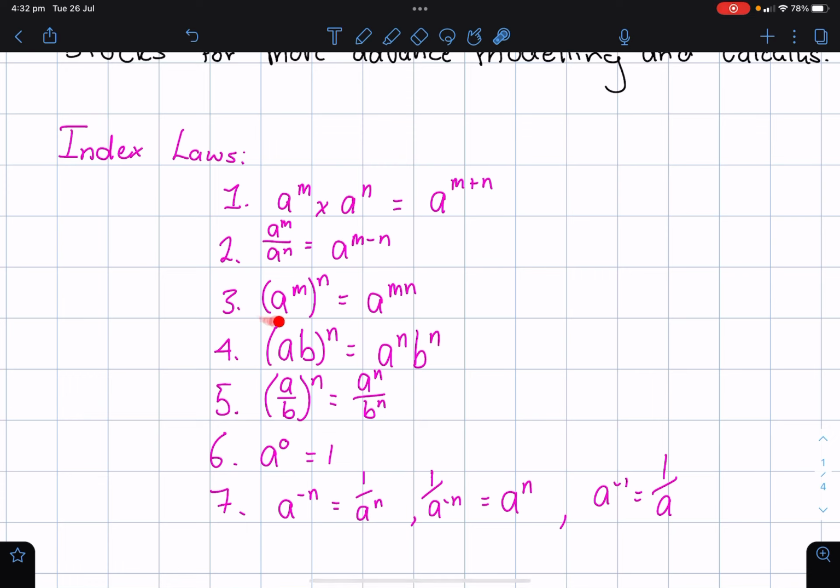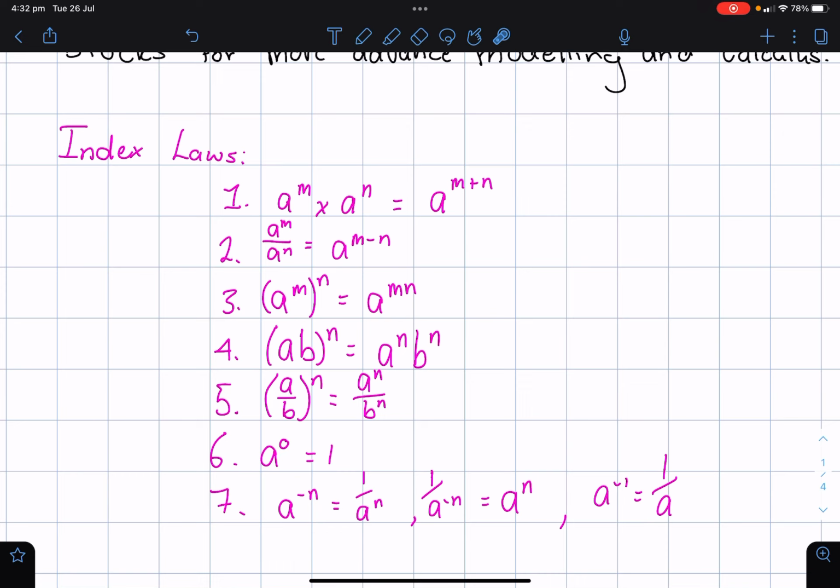If we have a to the power of m to the power of n, then we multiply the indices. Now if you have a times b all to the power of n, then both a and b must be to the power of n as well. Okay, so then 5, a divided by b, same thing, a divided by b to the power of n, both must be to the power of n as well. Anything to the power of 0 is equal to 1.